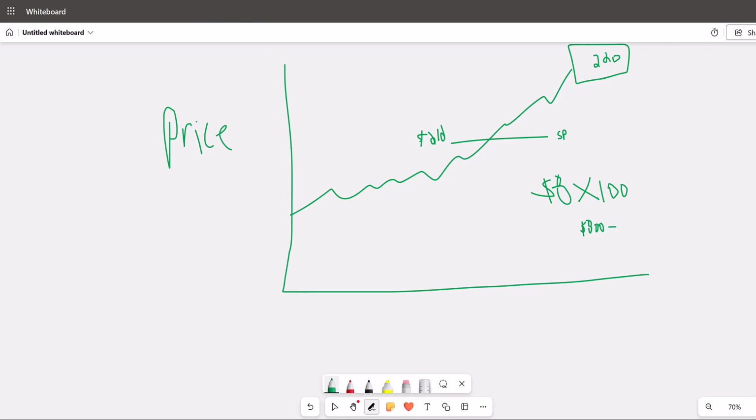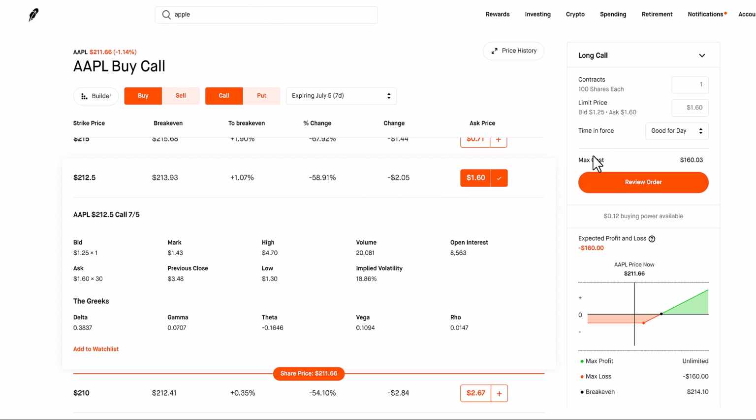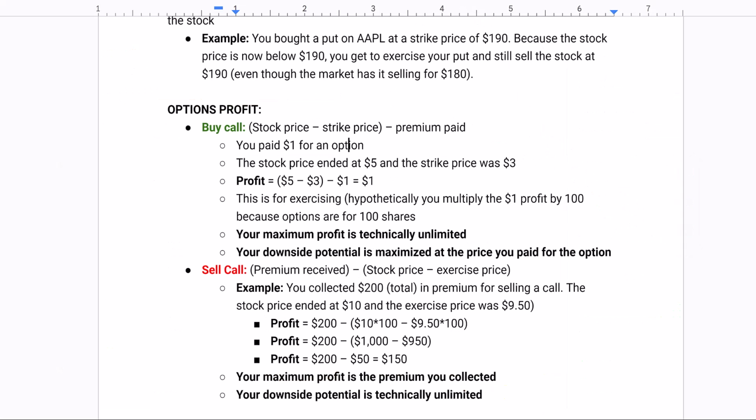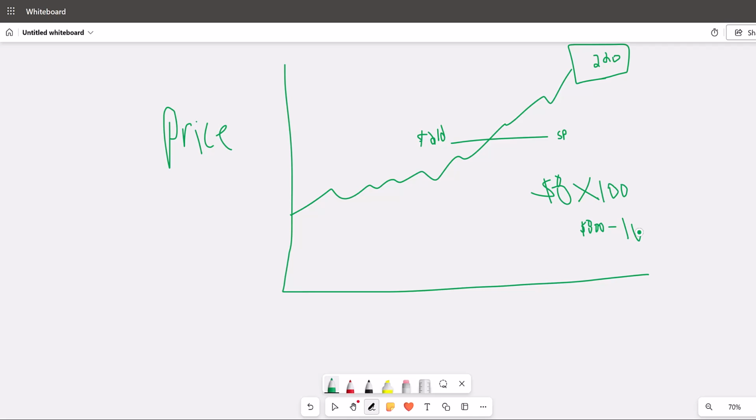So how much did the option cost you? If I bought this today, it would cost me $160. So 800 minus 160, quick math, I believe that is $640. That's how you make profit with an options call on buying a call.